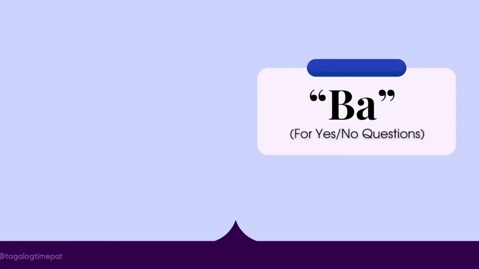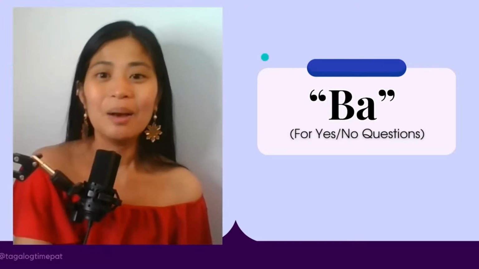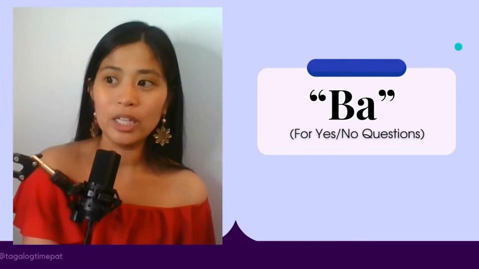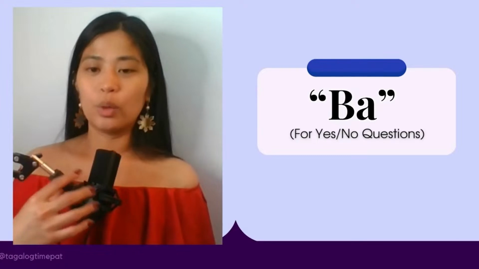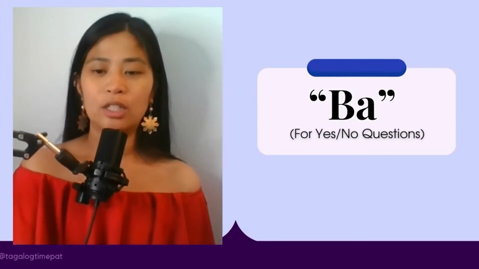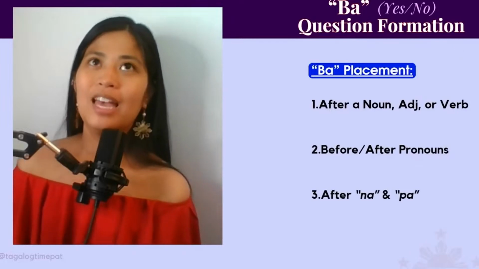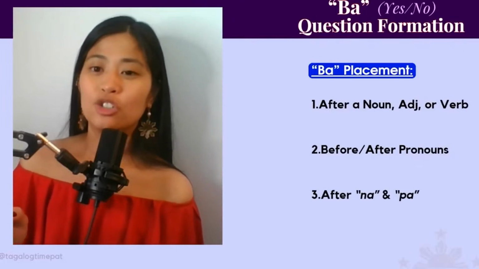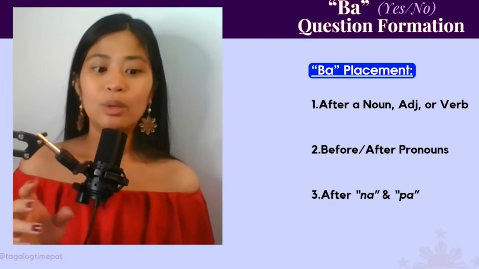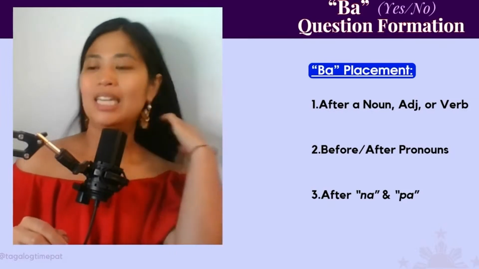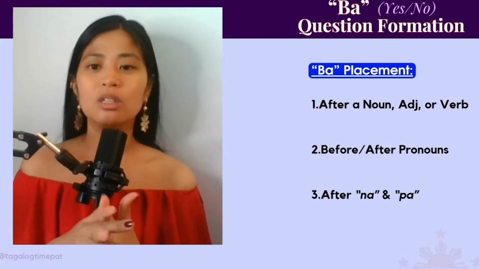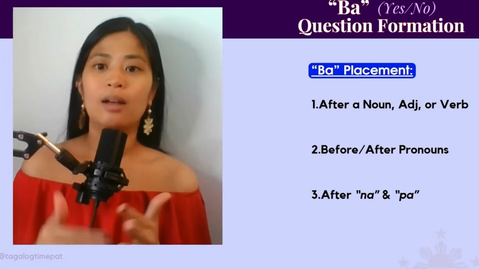Okay, home stretch. This is the very last question word we're going to be learning. Ba is a question word that's added to questions when it's a yes or no answer. It's interesting because ba doesn't really have a direct English translation, but you can add it to a statement and it will turn it into a question. So these are the common placements of ba.